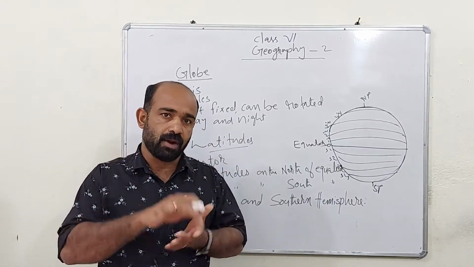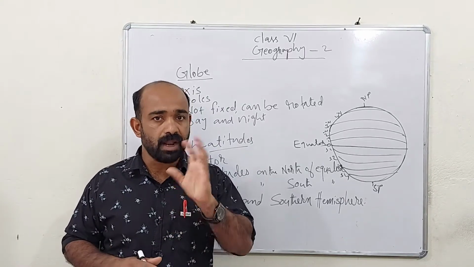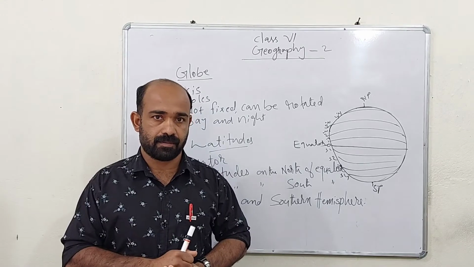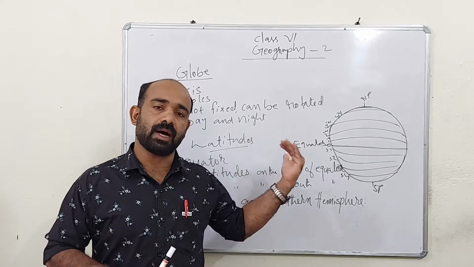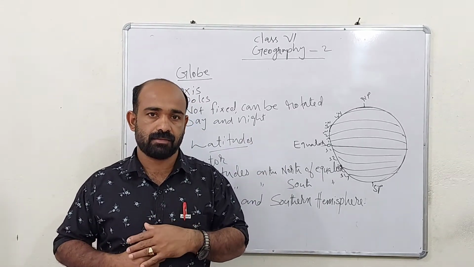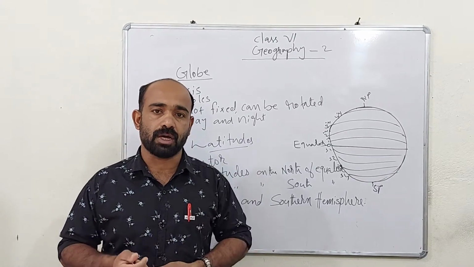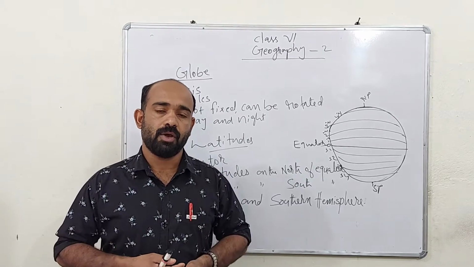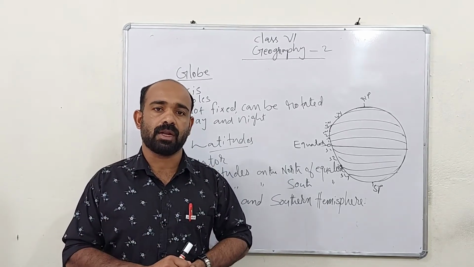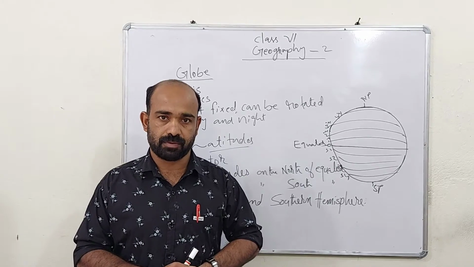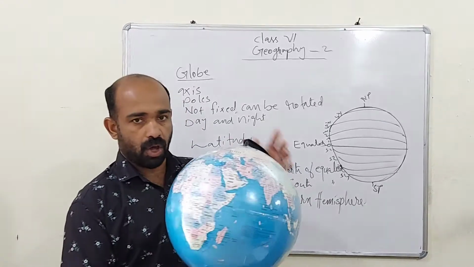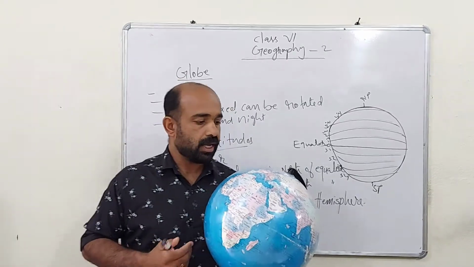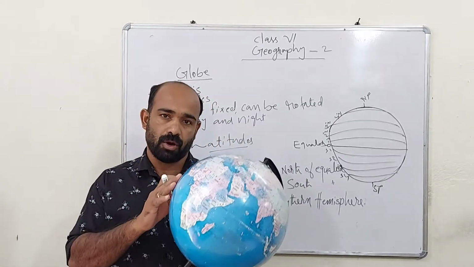We need to study about latitudes and longitudes because they help us to locate a place on the globe very easily. All these are imaginary lines. Such lines are really not there on the earth. So with the help of a globe, we can easily study about latitudes and longitudes. So here is one globe. Before studying about latitudes and longitudes, let us study something about a globe.